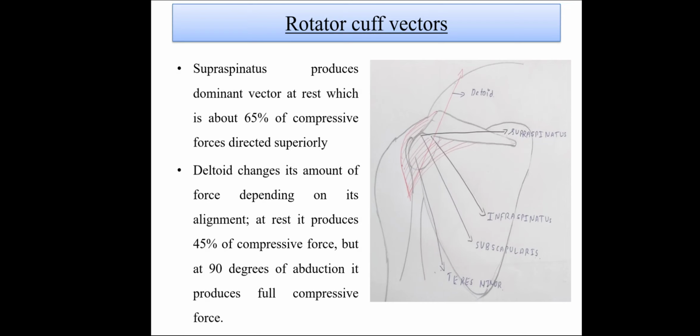Look into the diagram. This diagram states that the deltoid has 45% of superior compressive force in the rest position, whereas supraspinatus has 65% and the rest all have inferior direction compressive forces. And the deltoid changes its amount of force as it is aligned with the scapula. Hence, at 90 degree of abduction, maximum compressive force is provided by the deltoid.